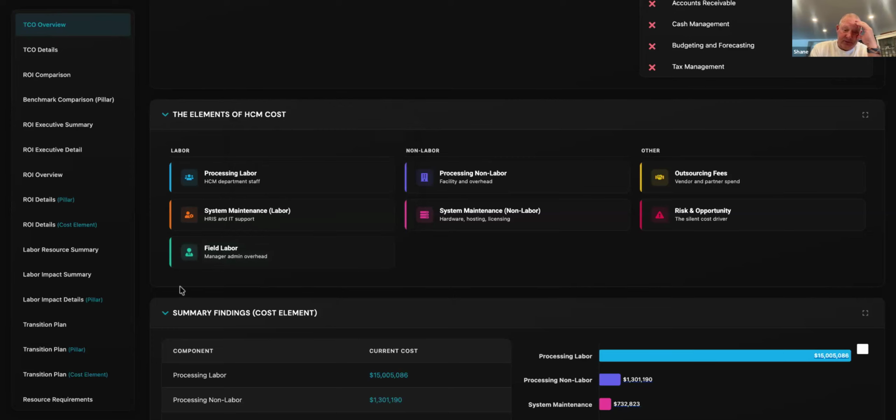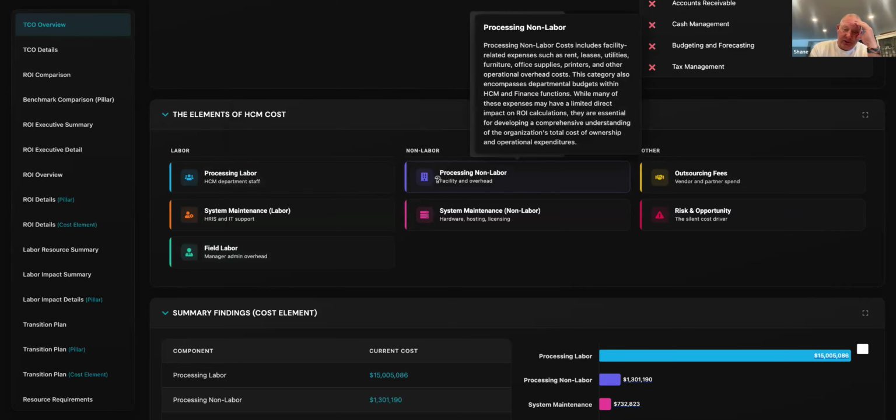So there'll be questions around collecting that. Then there's a non-labor function here. So the processing non-labor, a lot of times these don't reduce much from an ROI perspective. But because we're doing a total cost exercise and we're benchmarking against data from other people who have given us data against this entire data set, we want to collect this information.